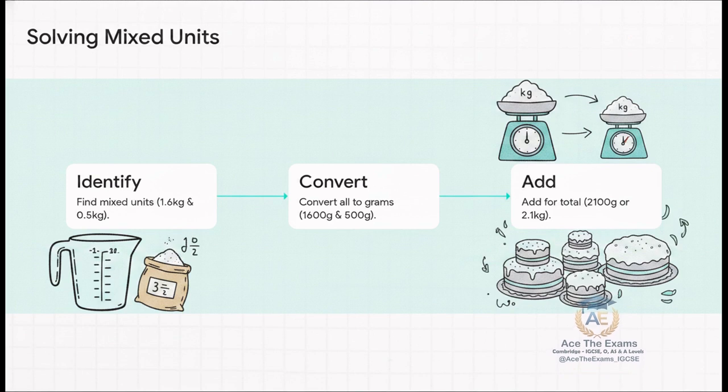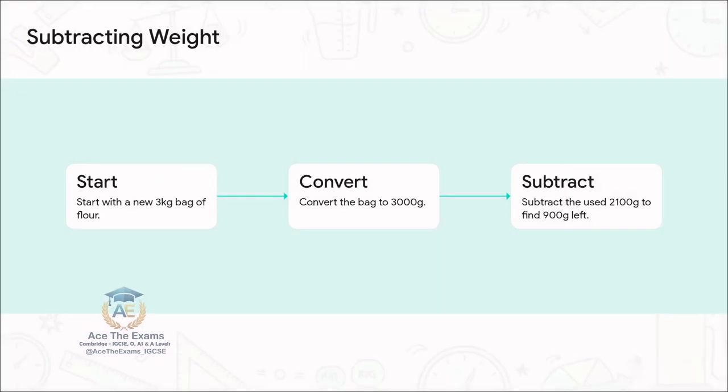The best strategy is to convert everything to a single, whole number unit before you do any math. In this case, let's just convert it all to grams. 1.6 kilograms becomes 1,600 grams. A half kilogram becomes 500 grams. Now it's a breeze. Simply add them up. 1,600 plus 500 is 2,100 grams. You can totally leave it right there or confidently convert it back to 2.1 kilograms. Nice, clean, error-free arithmetic.